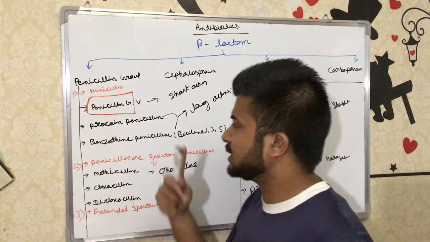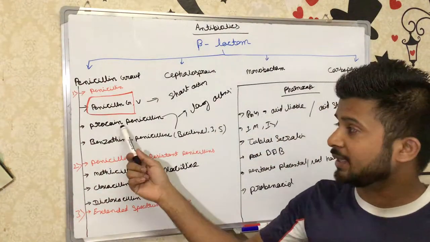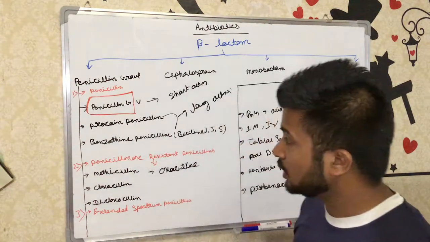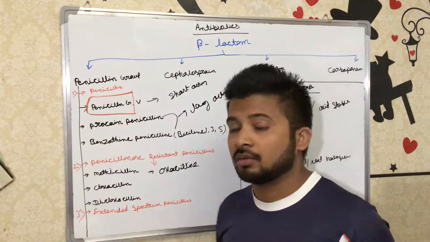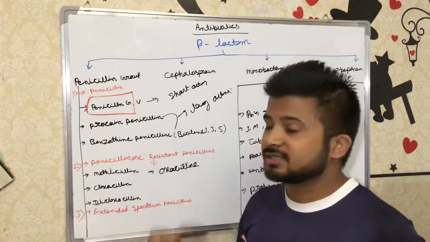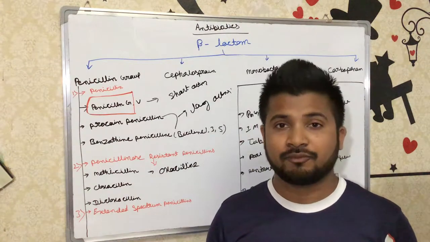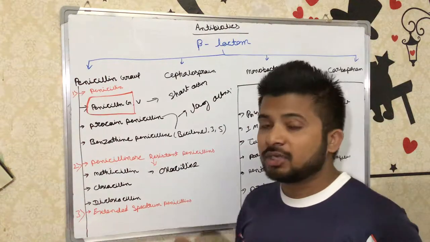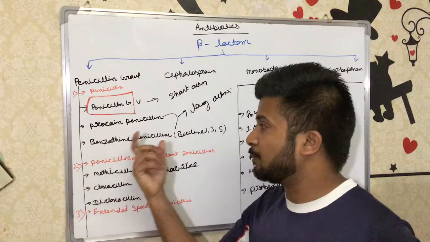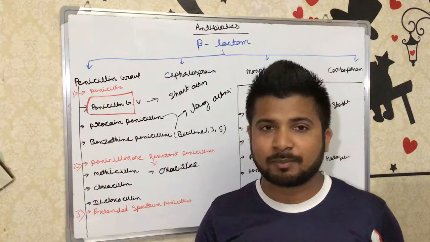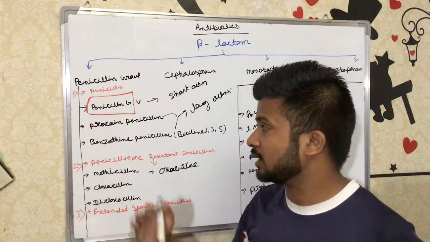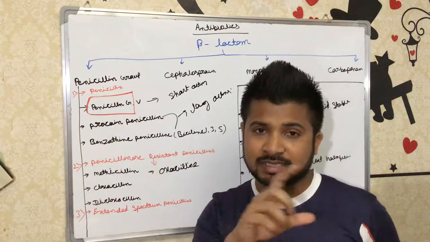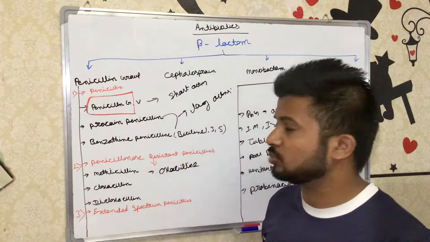Procaine penicillin: you can think about the procaine. What is procaine? Procaine is a local anesthetic drug, an ester drug. Why is procaine added to penicillin? Because penicillin is a very painful drug; if you give it intramuscularly, it's very painful. So to decrease the pain, we add procaine. If you give procaine penicillin, it will not be too painful, because procaine is an anesthetic. It will anesthetize the particular area where you give the injection, so it will not be too painful.